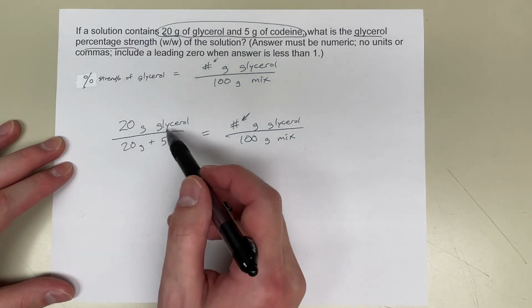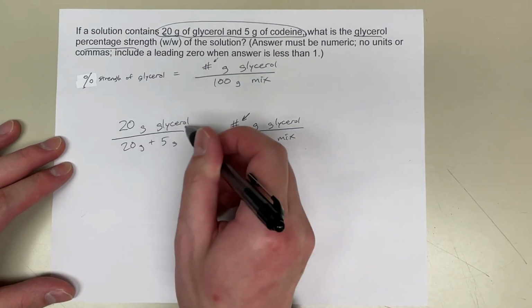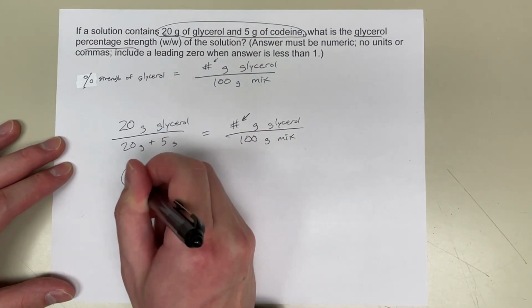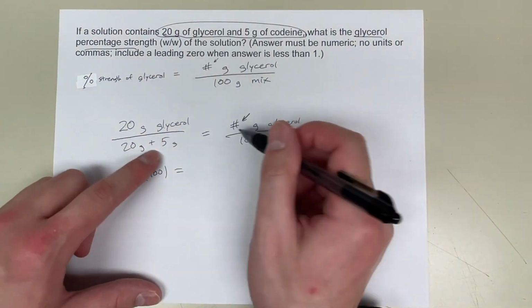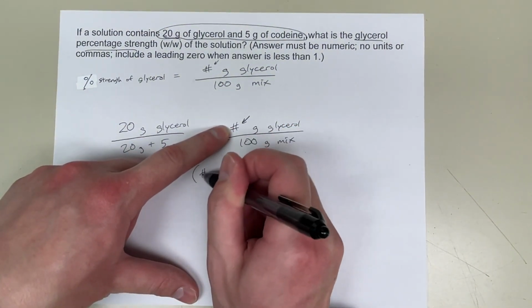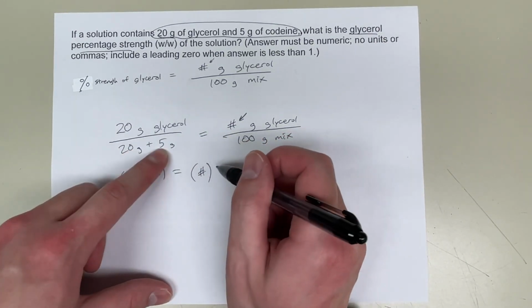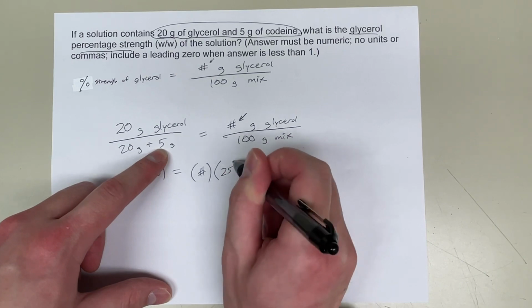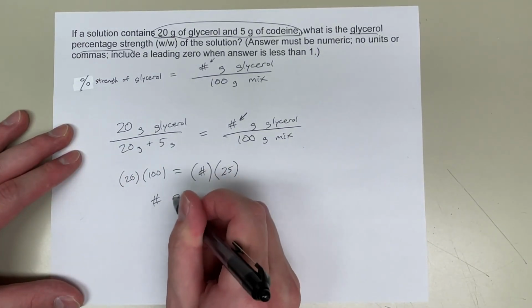So you can cross multiply: 20 grams times 100 equals this number, cross multiplied with whatever this sum is, 20 plus 5, which is 25. And when we solve for this number, that will be equal to 80 grams.